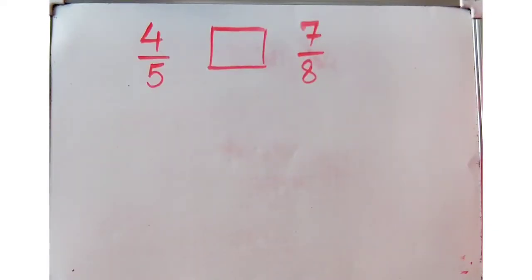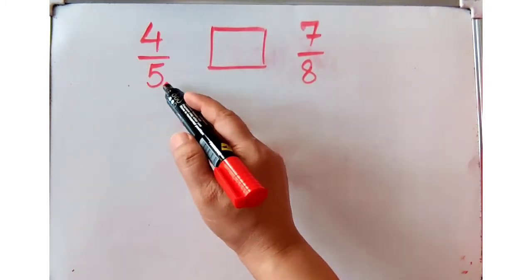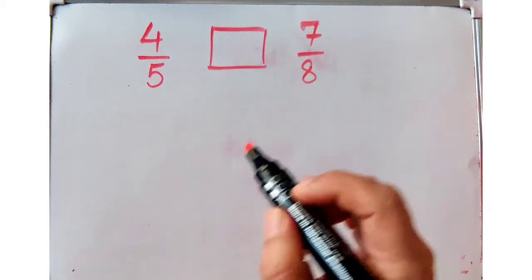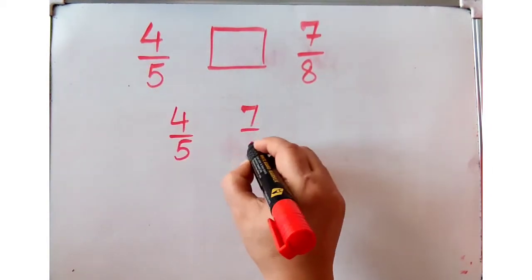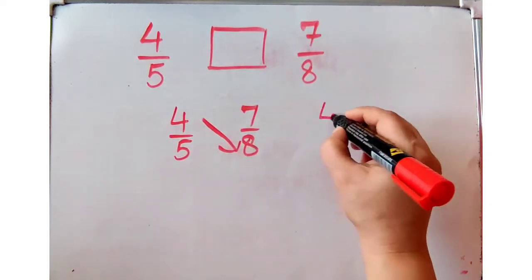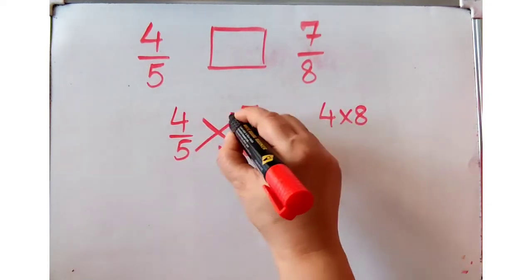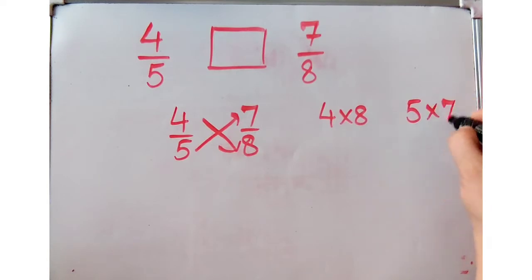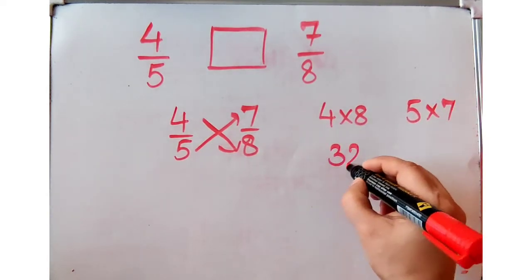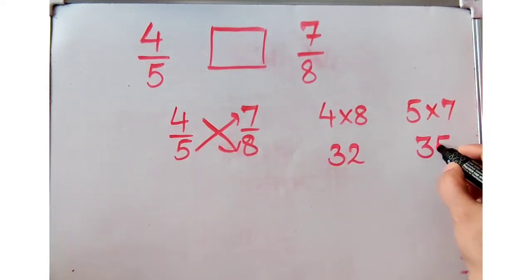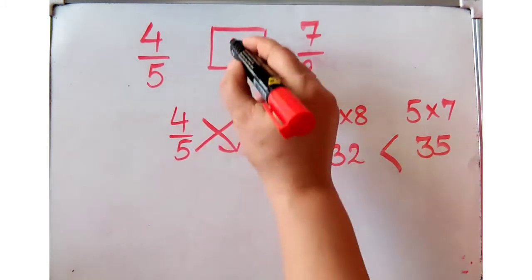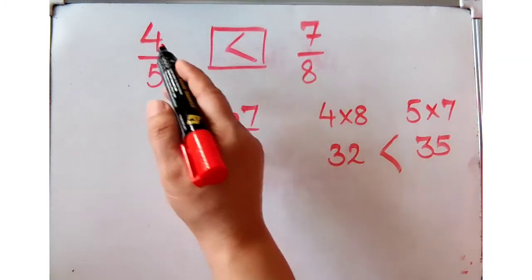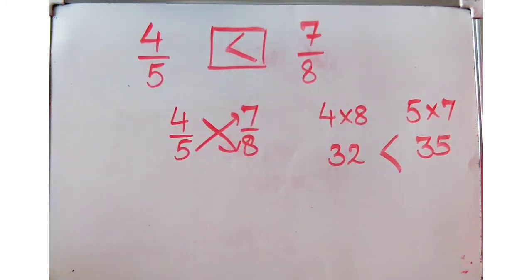So let us take an example for solving by cross multiplication method. We have to compare the fractions 4 by 5 and 7 by 8. So what I am going to do is to cross multiply. That means 4 into 8 and 5 into 7. 4 8s give me 32, 5 7s give me 35. Obviously 35 is greater than 32. Therefore my fraction 7 by 8 will be greater than 4 by 5.